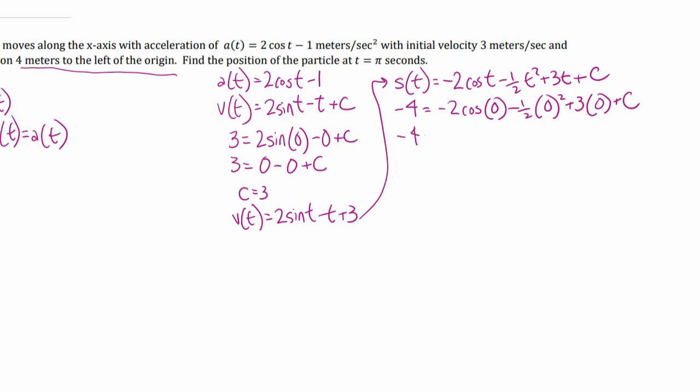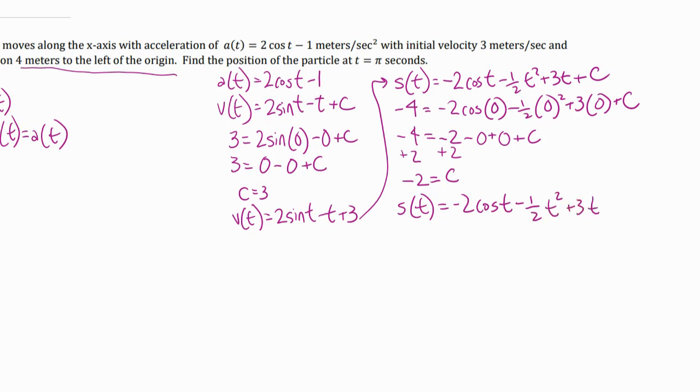So I get -4 is equal to, okay, cosine of 0 is not 0. Cosine of 0 is 1. So this is one of those instances, and then -0 plus 0 plus c, where c does not equal the initial value. If I add 2 to both sides, I get -2 is equal to c. So please make sure that you plug in t equals 0 and show that work. Make sure you write out what the equation is.